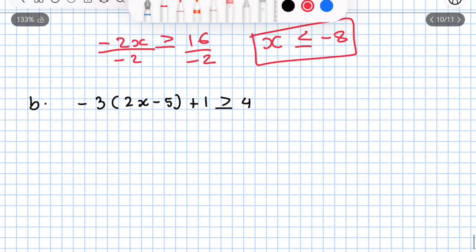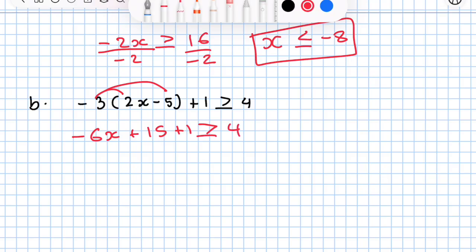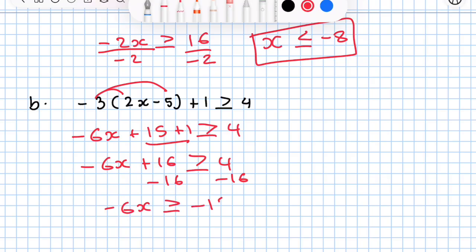Now for the next problem, I would distribute again. So it would be negative 6x plus 15 plus 1 is greater than or equal to 4. Combine like terms. Negative 6x plus 16 is greater than or equal to 4. Minus 16, minus 16. Negative 6x is greater than or equal to negative 12. Divide by negative 6, divide by negative 6. Be careful here. X is less than or equal to 2.